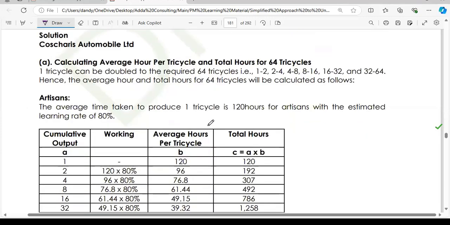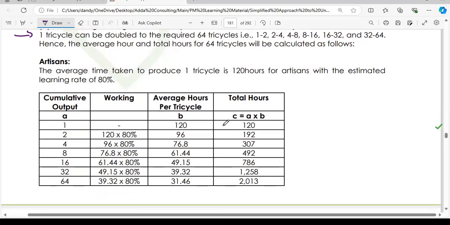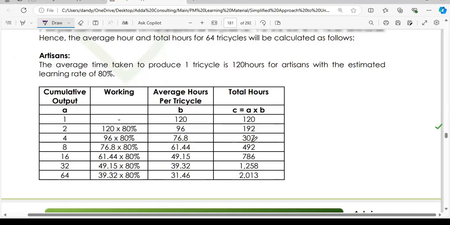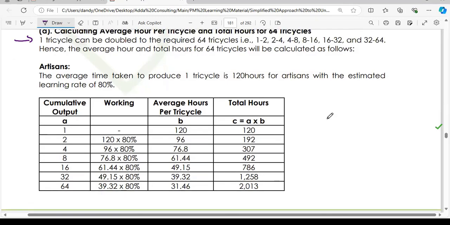Again, I've already explained this here. 1 tricycle can be doubled to the required 64 tricycles. That is, I can double 1 to 2, 2 to 4, 4 to 8, 8 to 16, 16 to 32, and then 32 to 64. Hence, the average hours and total hours for 64 tricycles will be calculated as follows. I want to use the tabular method. I will first of all do artisan. Once I'm done with artisan, I will now pick unskilled labor.